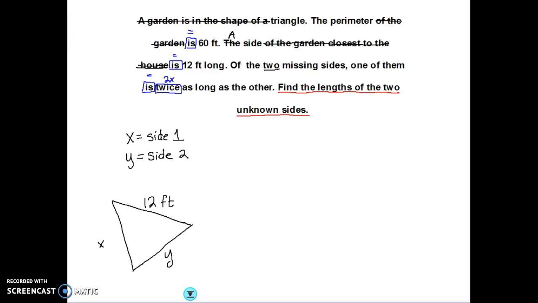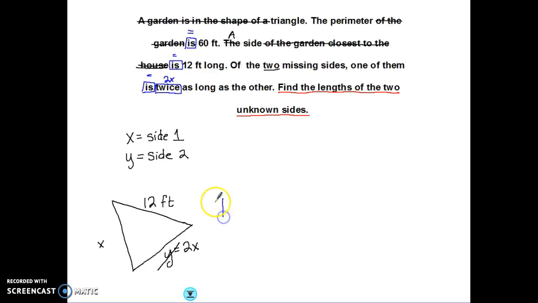But I also know that of these 2 missing sides, one of them is twice as long as the other. So instead of writing y, I can say that y is actually 2 times x. And that's going to help me narrow down my variables. Instead of having 2 different ones, I'm going to put everything in terms of x. Lastly, now that we have our picture, we can go back and include the fact that the perimeter of the garden is 60 feet.